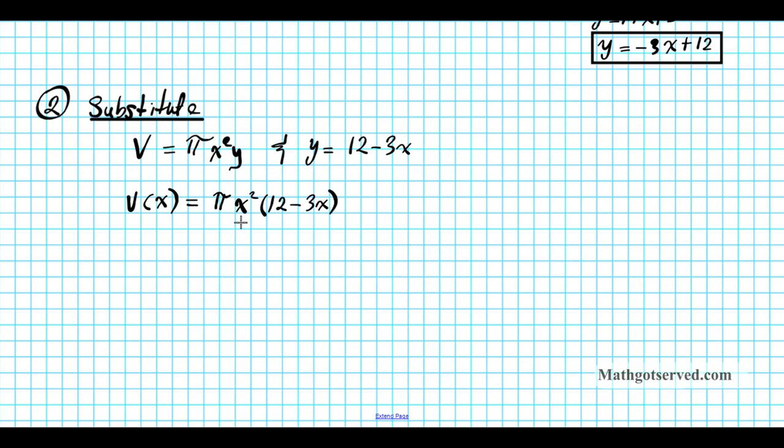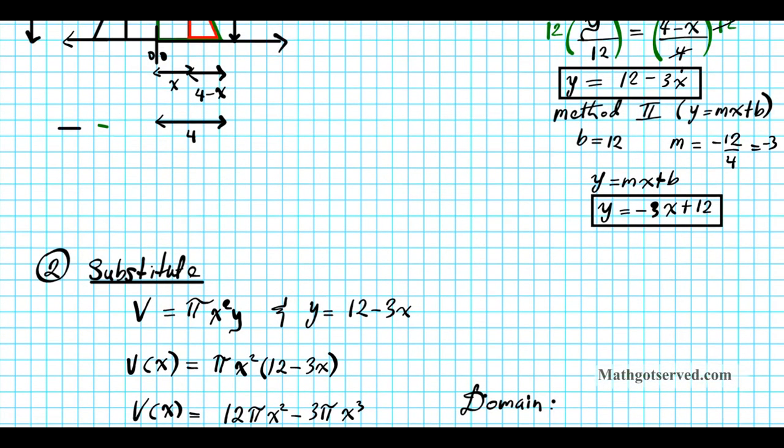Okay? And then to make it easy to differentiate so we don't have to use the product rule, we can just distribute pi x squared to these two terms right here. So V of x is going to be 12 pi x squared minus 3 pi x to the third. Now what's the domain? What is the domain here? What are the constraints on x? How small can x get? Well, let's look at the triangle.